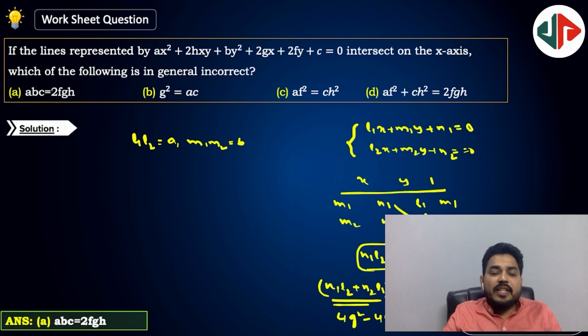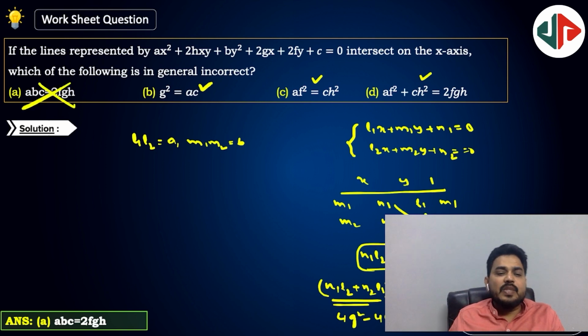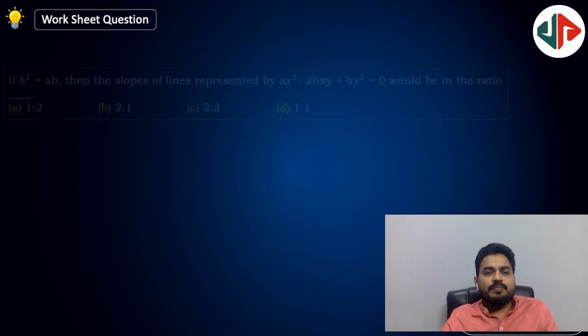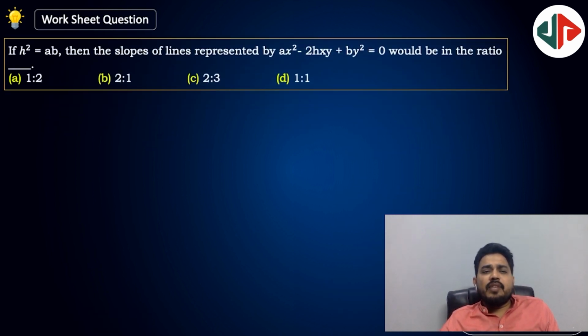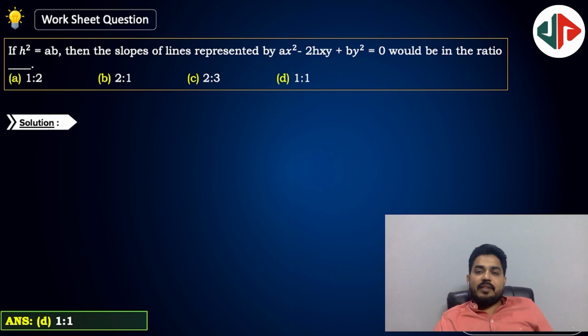So which of the things are going to be correct? This is correct, this is correct, this is correct. Only the wrong one is this one, so you have to choose this. Taking this one and substituting delta is equal to 0, these two options are going to come. H square is equal to AB, then the slopes of lines represented could be in the ratio 1:1 because they are parallel lines.